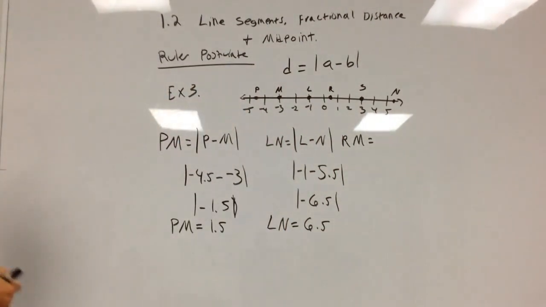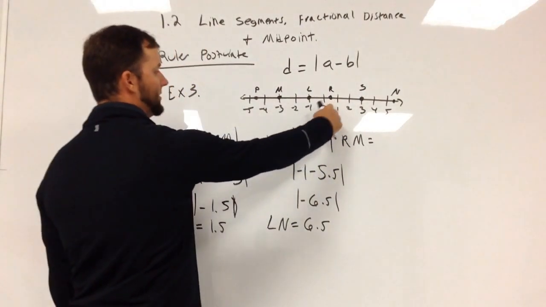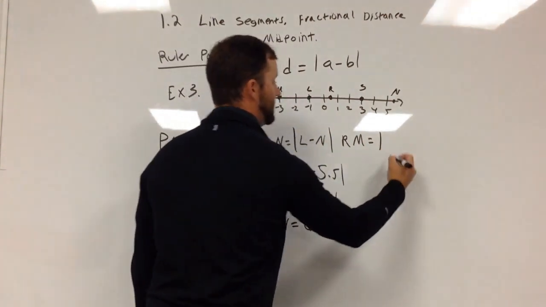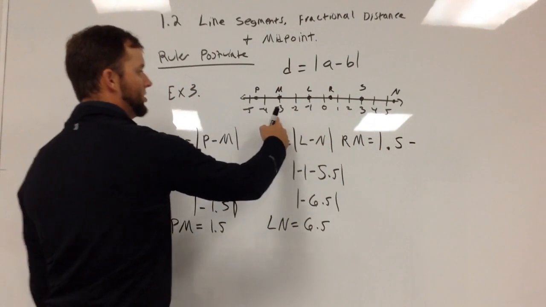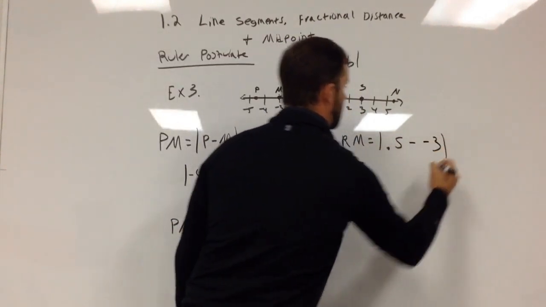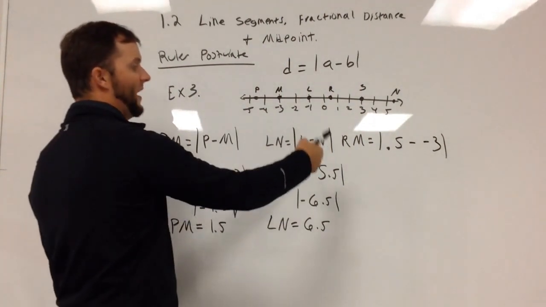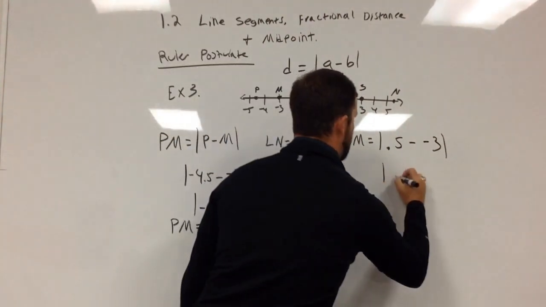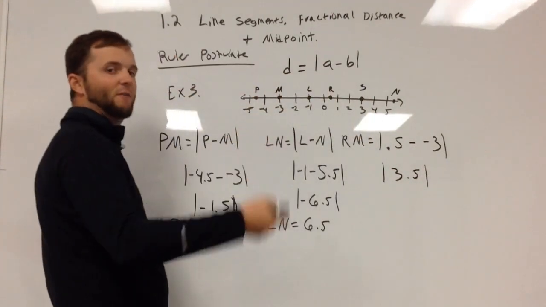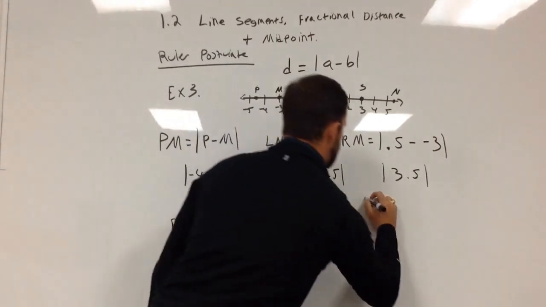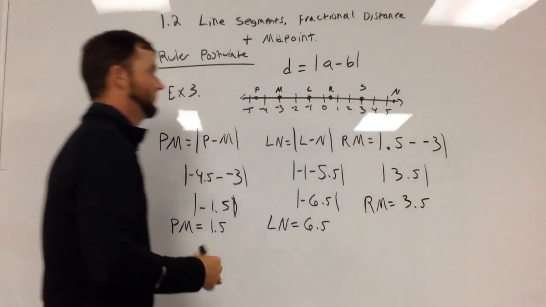And then lastly, we're going to do the same thing with RM. So it looks like R is going to be sitting at positive 0.5. And I'm just going to go ahead and do this right here. So 0.5. And then I'm going to be subtracting what M is, which is negative 3. Okay? So it looks like we got a double negative there, which is plus. So 0.5 plus 3 is going to turn into 3.5. And the absolute value of 3.5, remember, it's always going to come out positive. So the distance from R to M is going to be 3.5. Easy as that.